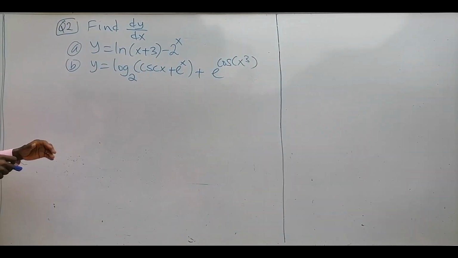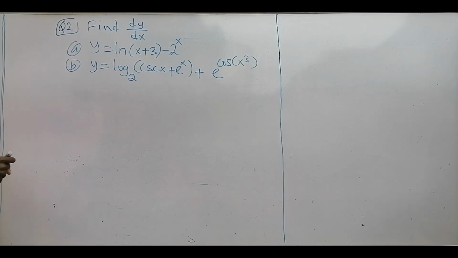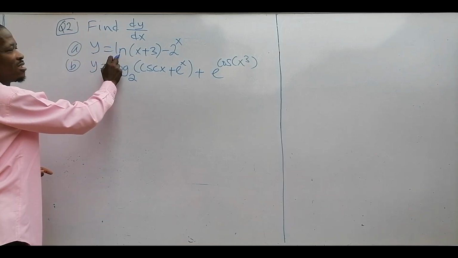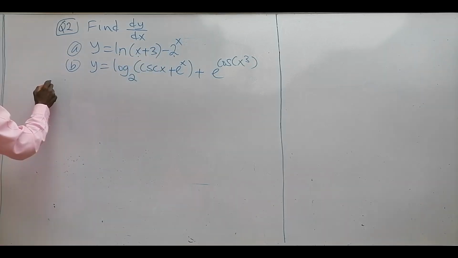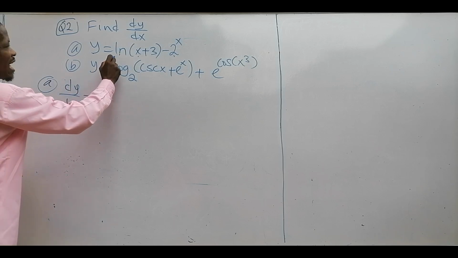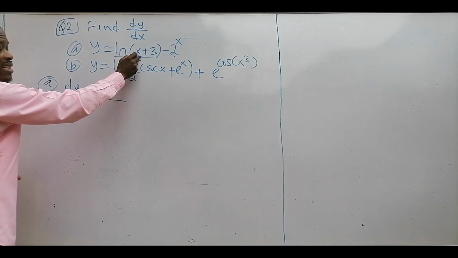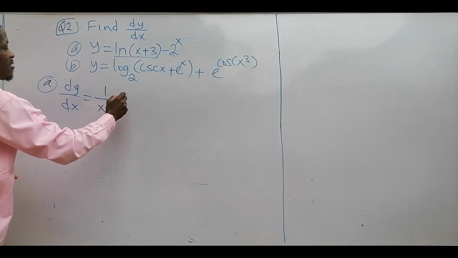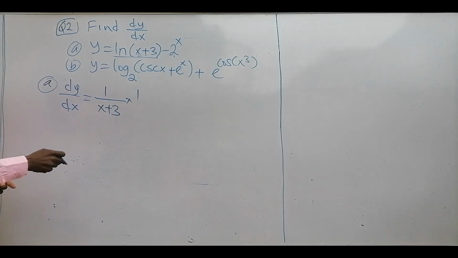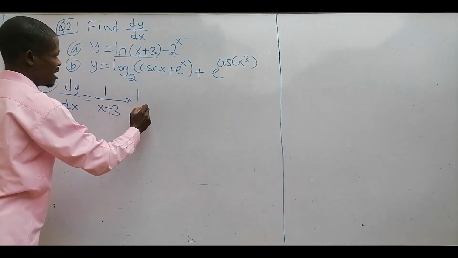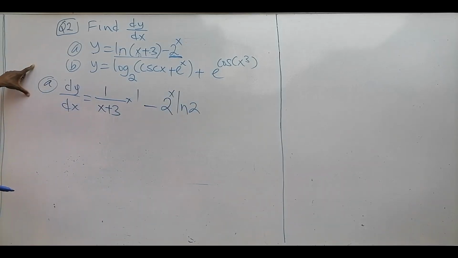Question 2. Find dy/dx. For the a part, we have y equal to ln of x plus 3 minus what? Minus this function. Straight to the solution, dy/dx will be equal to, for the ln function, 1 over the inner function, x plus 3, and then times the derivative of the inner function. Derivative of x plus 3 is 1. So then minus this one, derivative of that is 1. And that finished the first part.